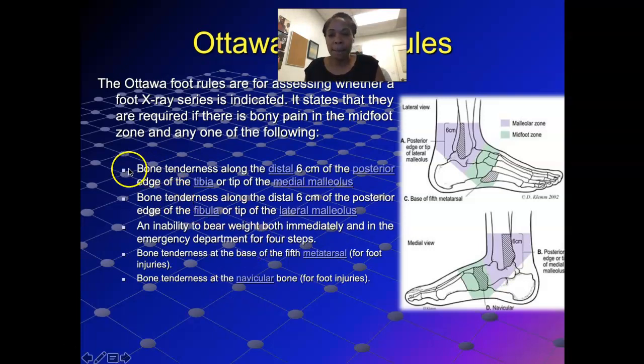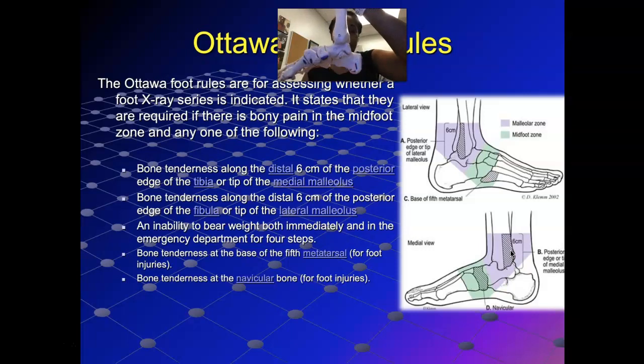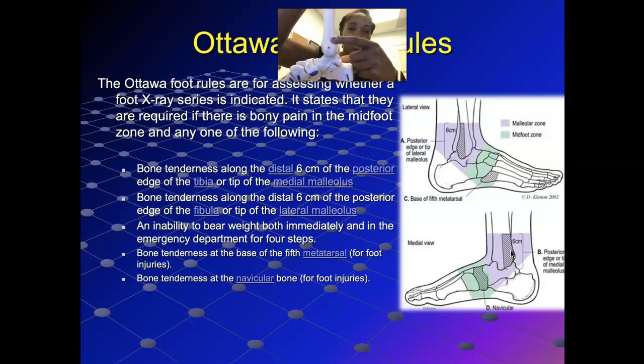So the first step in Ottawa rules is bullet point number 1. Is there bone tenderness along the distal 6 centimeters of the posterior edge of the tibia? Okay, so let's look at that. Here's our tibia, right? Is there tenderness to palpation on this very posterior aspect of the tibia, right? So if we're looking at it from this perspective right here, yes. Do they have tenderness right here? Like, is there tenderness on this most posterior aspect of the tibia? Because then what you're thinking is an avulsion fracture, right? Remember, with the ankle, maybe that ligament came off of it.